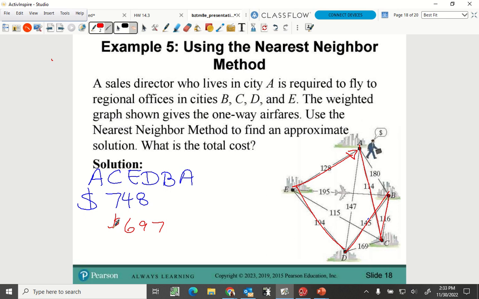What did you get? Do you want me to erase it? Here, let me do this. All right, so where did you start? 128. Then 150, 115, 116, then the 145, then the 147. And I got 651. 651? Mm-hmm. Oh, good job.